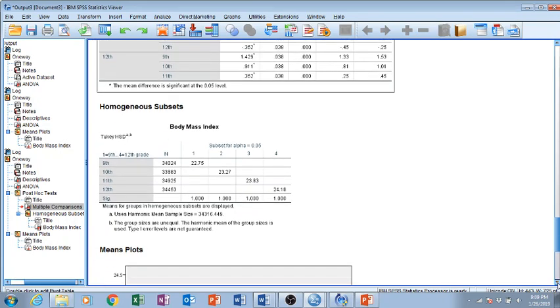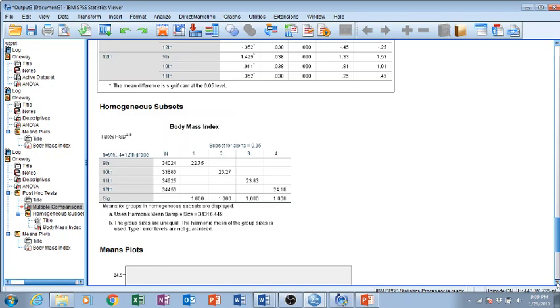And the same thing with your homogeneous subsets. In a different situation, this is going to give you an idea of, are any of your groups performing similarly? Like if 9th and 10th grade had a more similar result than 11th and 12th grade, you'd have 9th and 10th together here, and then 11 and 12 by themselves, and so on. So I encourage you to look at this in another example other than this one.